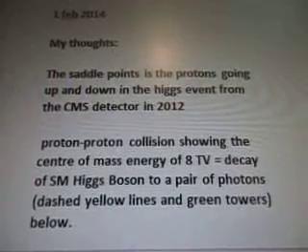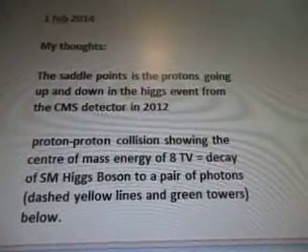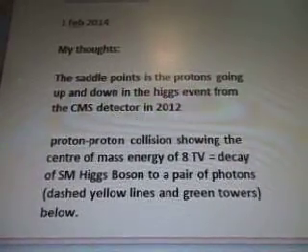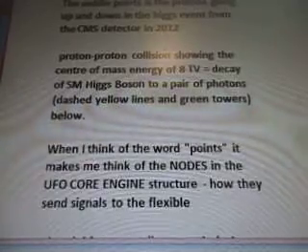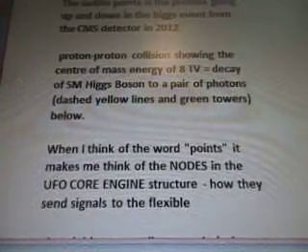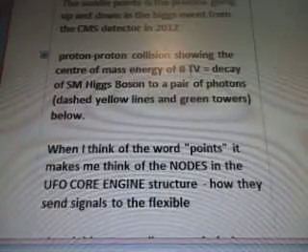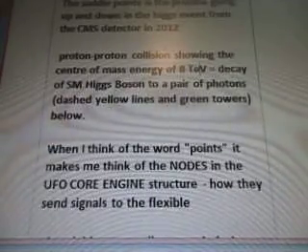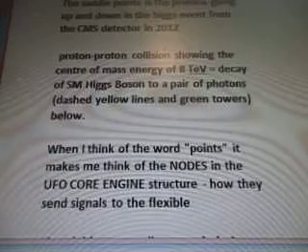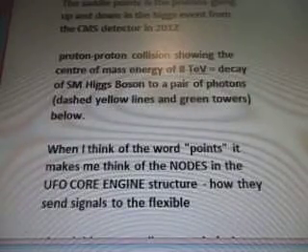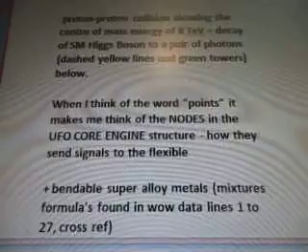February 1st, 2014, my thoughts. The saddle points is the protons going up and down in the Higgs event from the CMS detector in 2012. Proton-proton collision showing the center of mass energy of 8 TeV equals the decay of SM Higgs Boson to a pair of photons, dashed yellow lines, and green towers below.